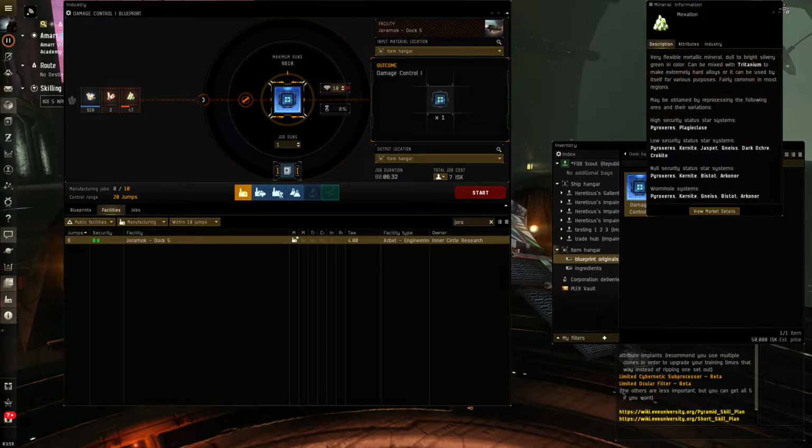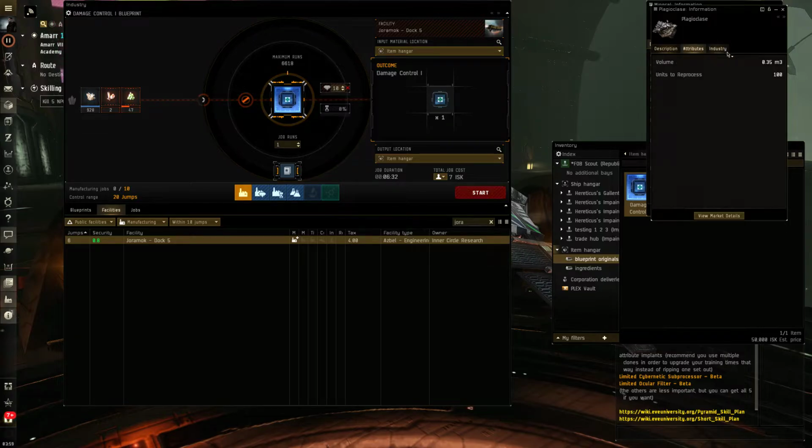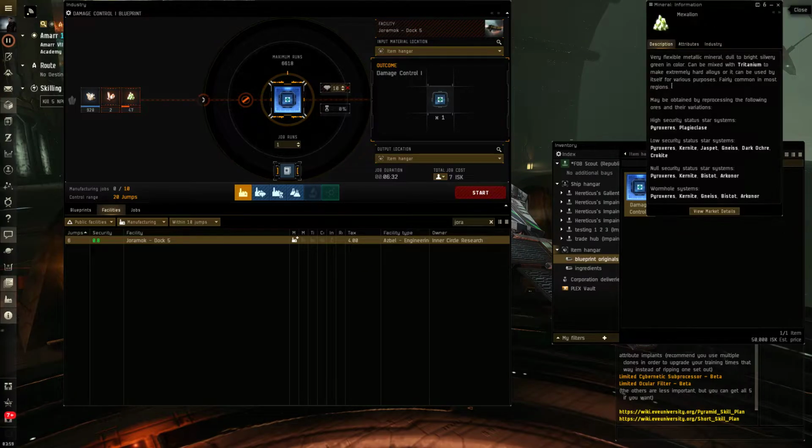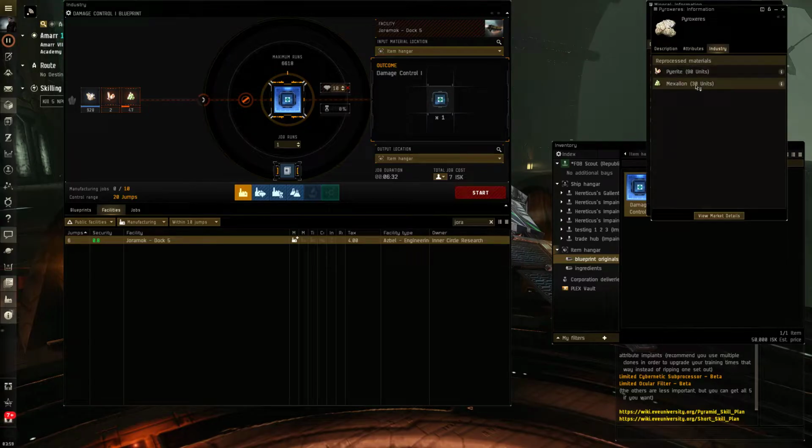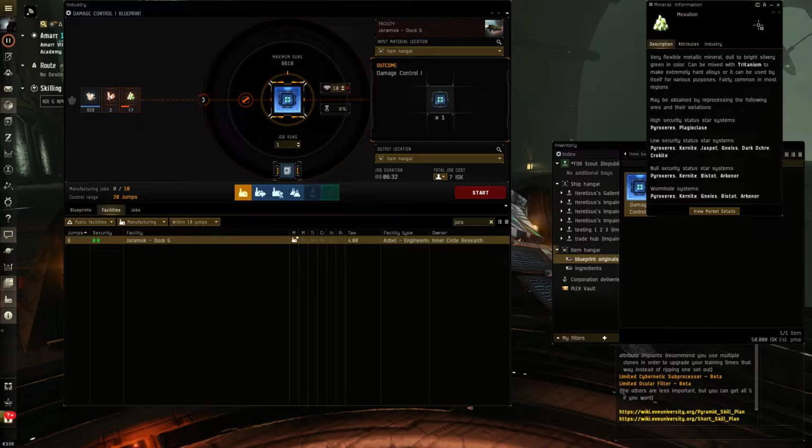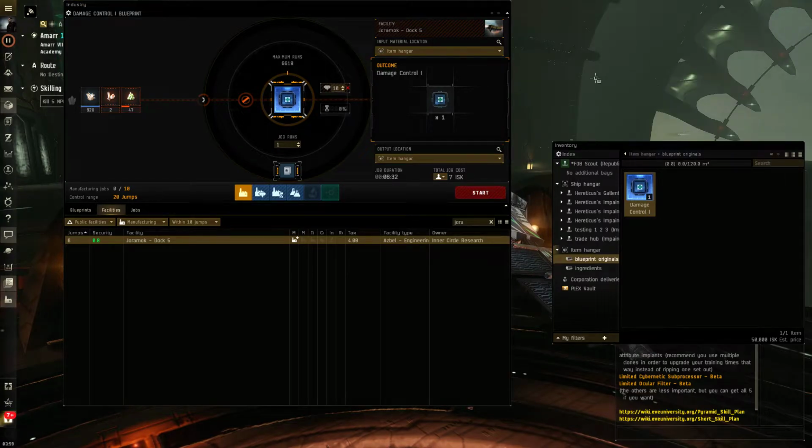And then after that, it's either Pyroxenes or, if you're in a different domain, Plagioclase. One of the two, and they're approximately the same. One gives 70 units, and I'm sure the other one is similar. Okay, 30 units. All right, my bad. So yeah, sucks to be Amarr, but I like Amarr.